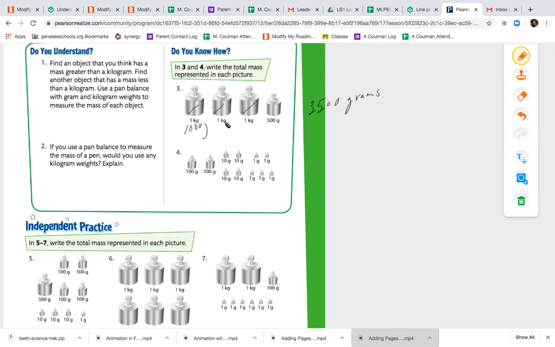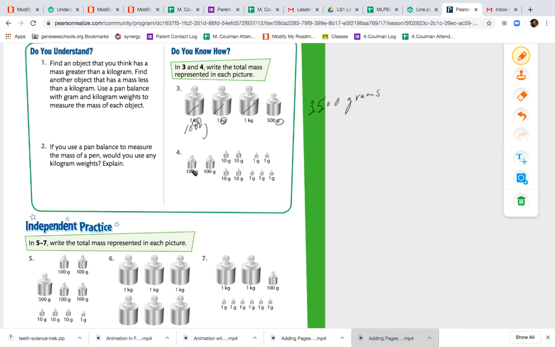So you have to be very careful about what the label is, right? Is it kilograms or is it grams? Now remember, anytime you take a kilogram and make it into grams, there's 1,000 of them. That's what kilo stands for.